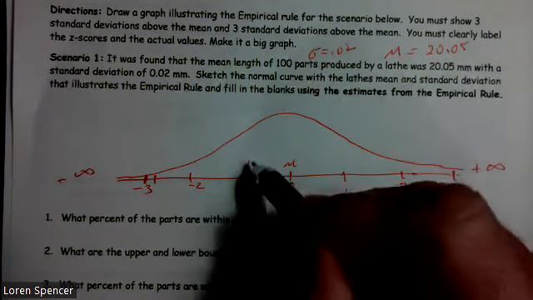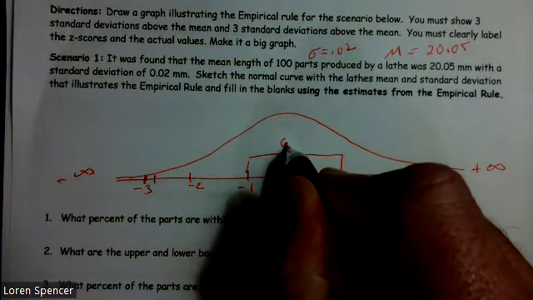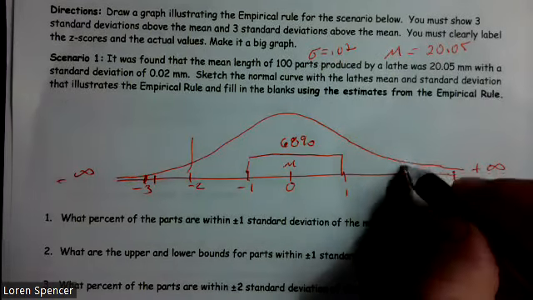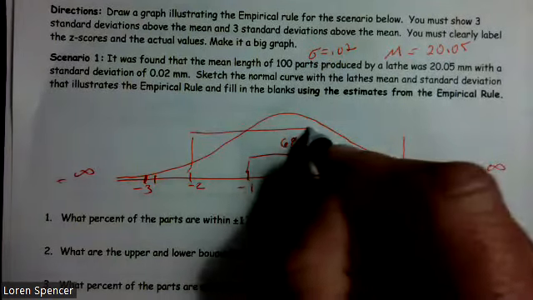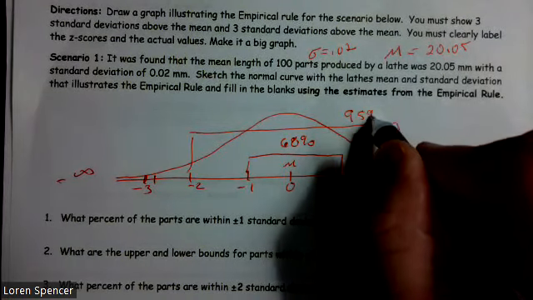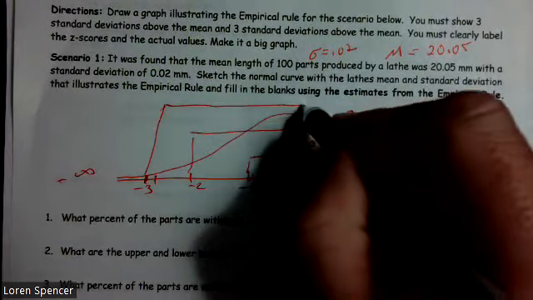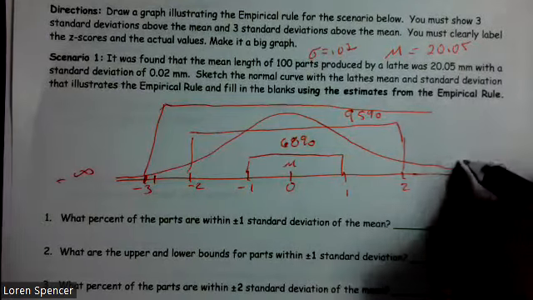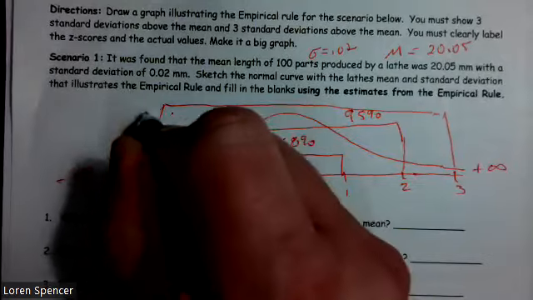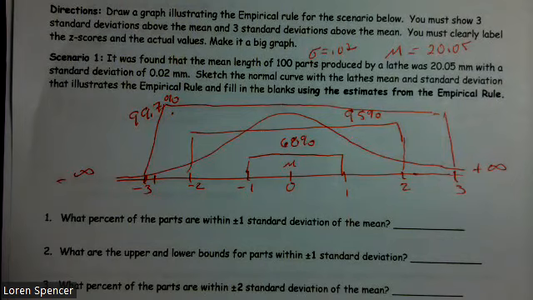Between negative 1 and positive 1 is 68% of our data. Between negative 2 and positive 2, we have 95%. And then between negative 3 and all the way out to positive 3, we have 99.7%. I'll label that off to the side. All right, so there we go.